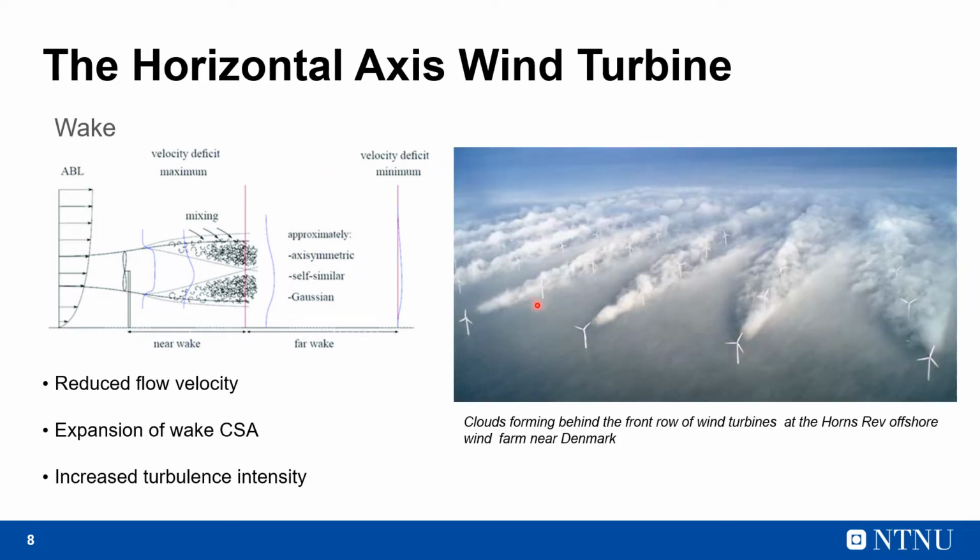The photo shows the wake region of the first row of wind turbines at the Horns Rev offshore wind farm near Denmark. The effect of the wake is not significant for a single turbine, but when you have a power plant like this with turbines placed one behind the other, if the downwind turbine is in the wake region of the upwind turbine, then because of the velocity deficit, the amount of wind kinetic energy available for the downwind turbine reduces, and this results in a lower production by the downwind turbine.